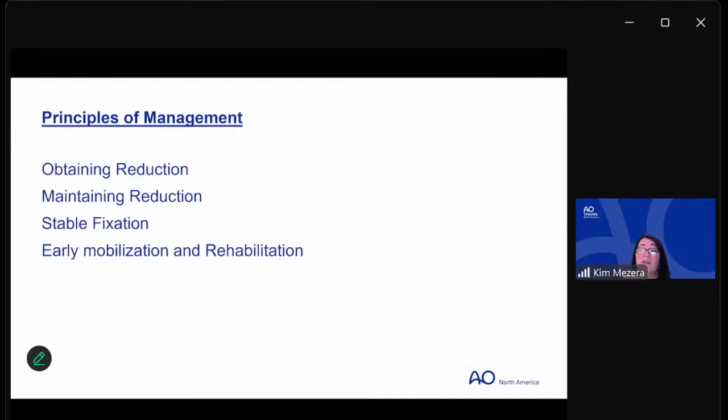So we want to obtain reduction. That's the first thing. Then we want to maintain reduction, and that leads to our fixation choices. We want to have the most stable fixation we can, so that we can mobilize early and then rehab the patient. This is a great plan, but it doesn't always work like that. Sometimes you have to change your plan in midstream based on what you find or how the bone reacts to what you've chosen and how stable your fixation is.